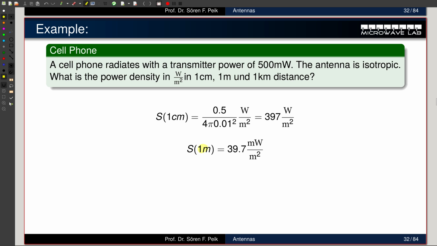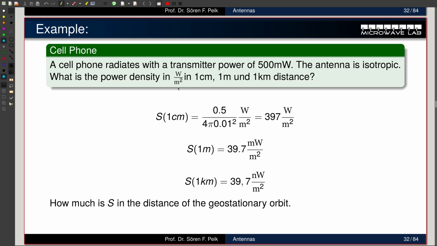When we go to 1 meter distance, then doing the math, well, it's factor 100. From here to here is factor 100. That means from here to here we have 100 squared, which is 10,000. And it's 1 over 10,000. So here now our power flux density is 39.7 milliwatts per square meter.